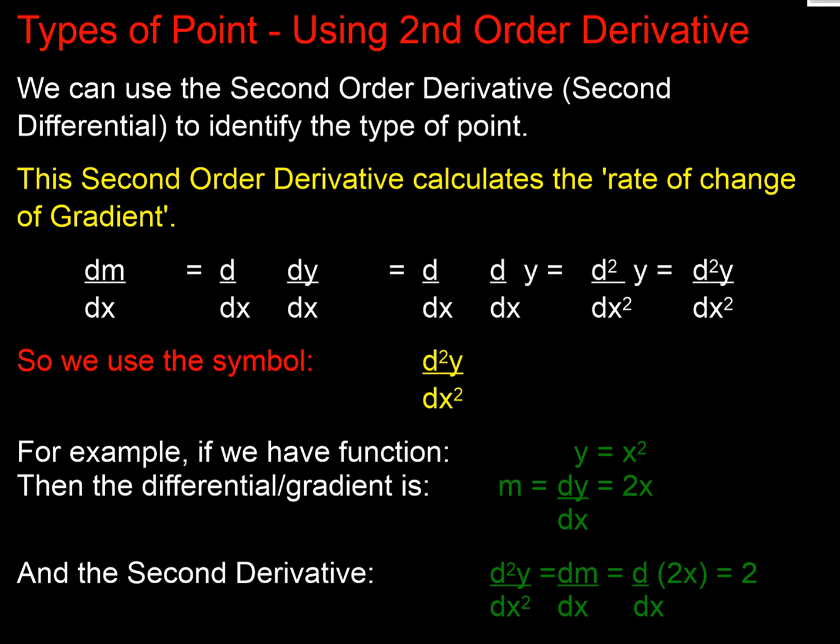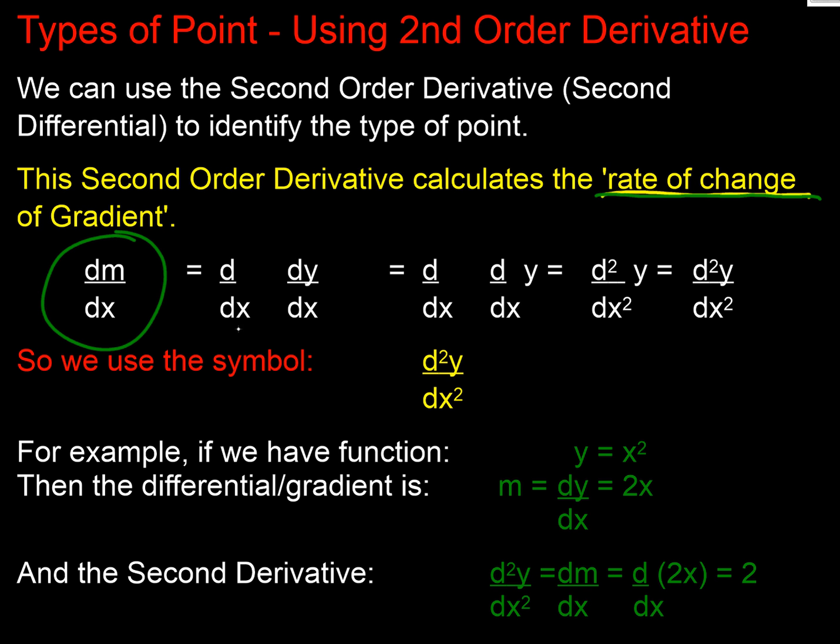Okay, there is a way of doing it, and that uses the property we were just talking about, which is what's happening to the gradient. What we could be interested in is the rate of change of the gradient. And the rate of change of the gradient is, as we did to find the gradient from the y value, if we call m the gradient, dm by dx.